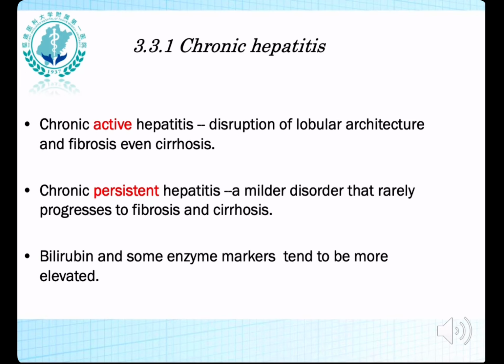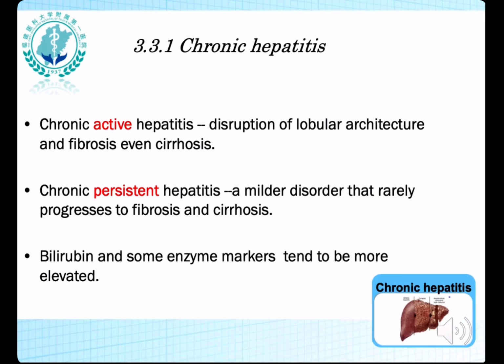The pathological feature of chronic active hepatitis is disruption of lobular architecture and fibrosis, even cirrhosis. And chronic persistent hepatitis is a kind of milder disorder that rarely progresses to cirrhosis and fibrosis. So, chronic active hepatitis is much more severe than chronic persistent hepatitis, okay? And here, bilirubin and some enzyme markers tend to be more elevated.